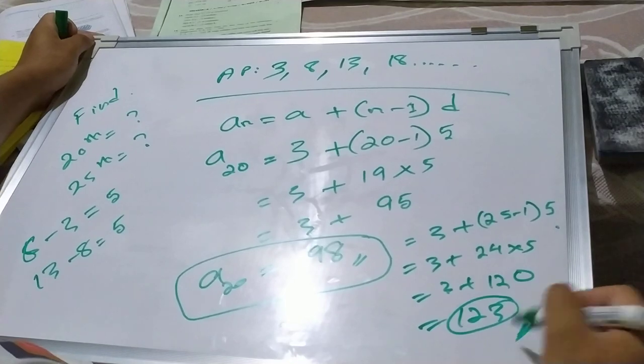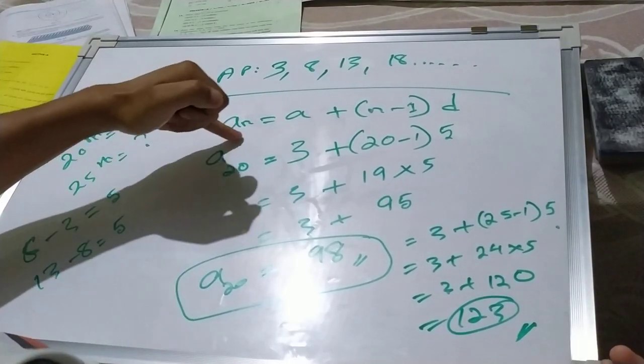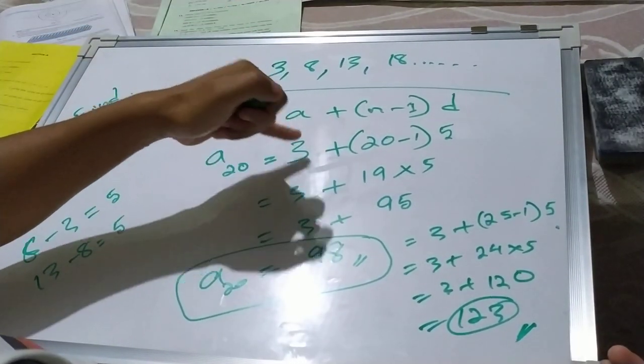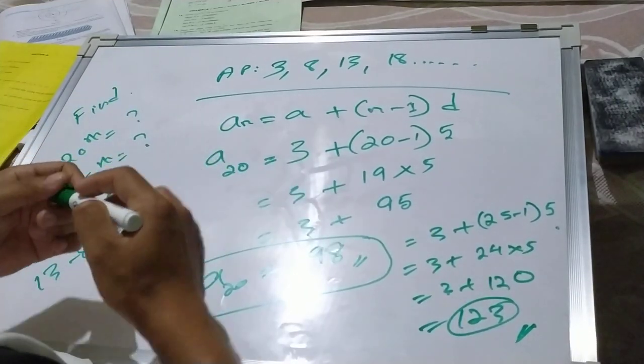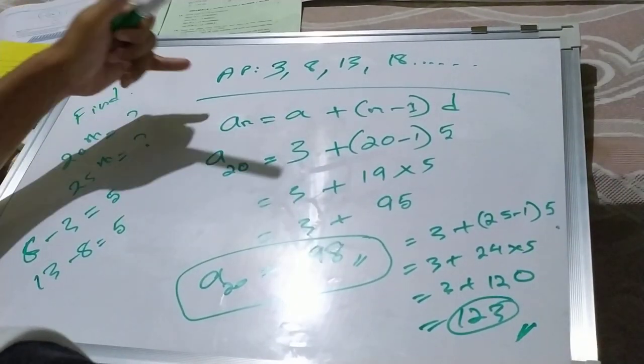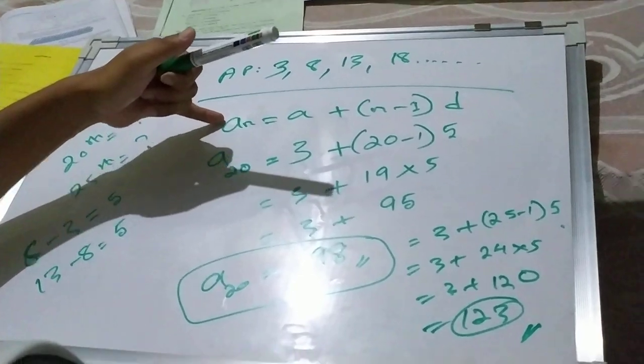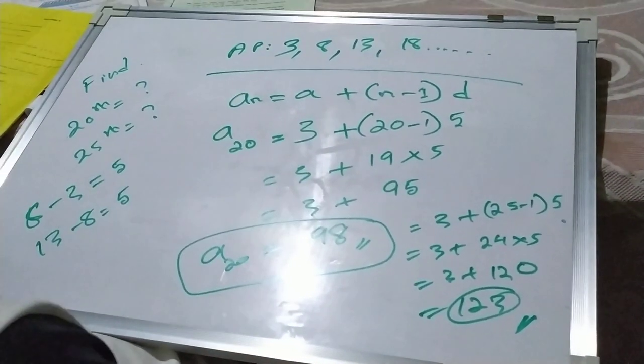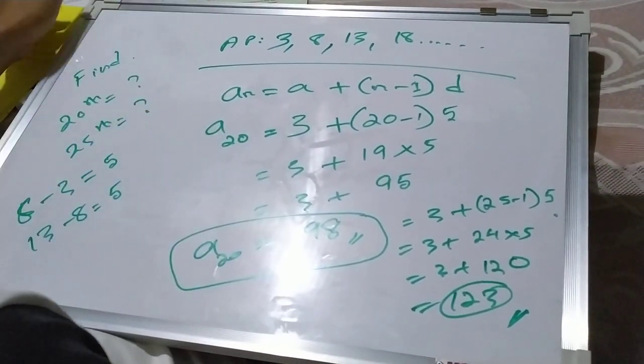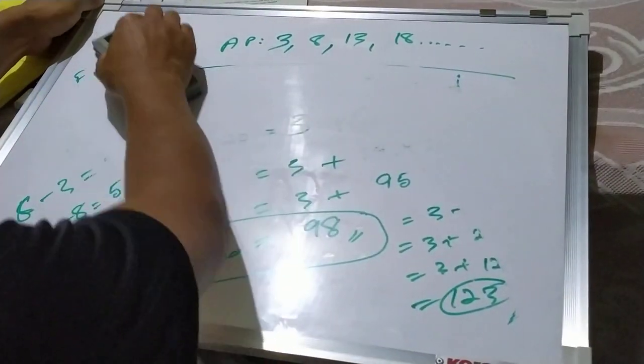In matric this is a 2 marks question. If you write the formula, you will at least get half marks, because there is step marking. In arithmetic progression, write the formula a_n equals a plus (n minus 1) d first. I hope this is clear.